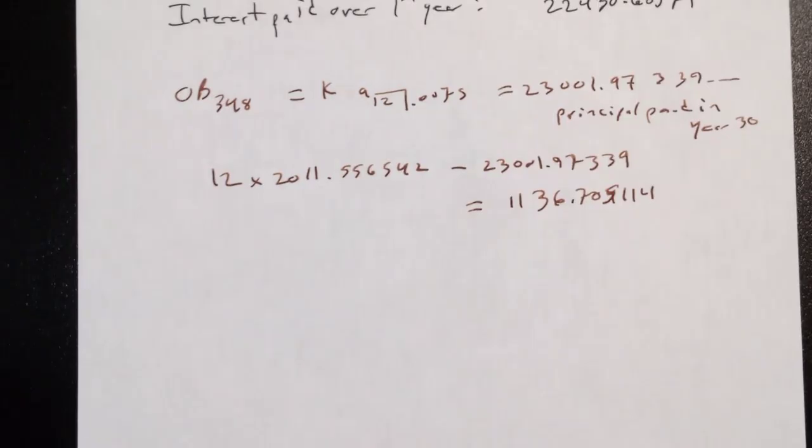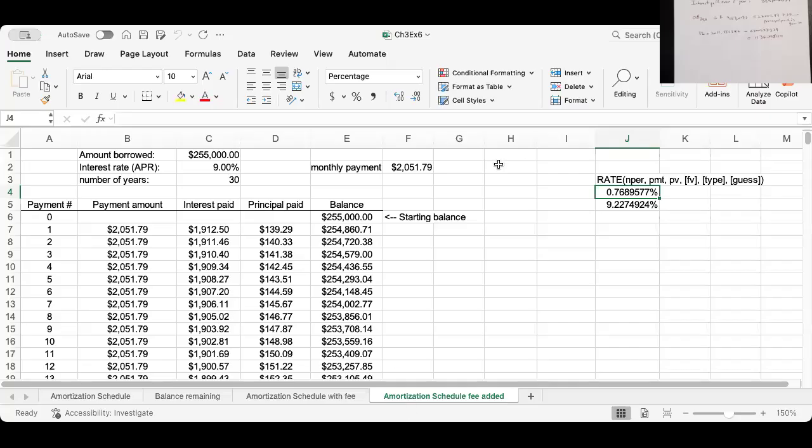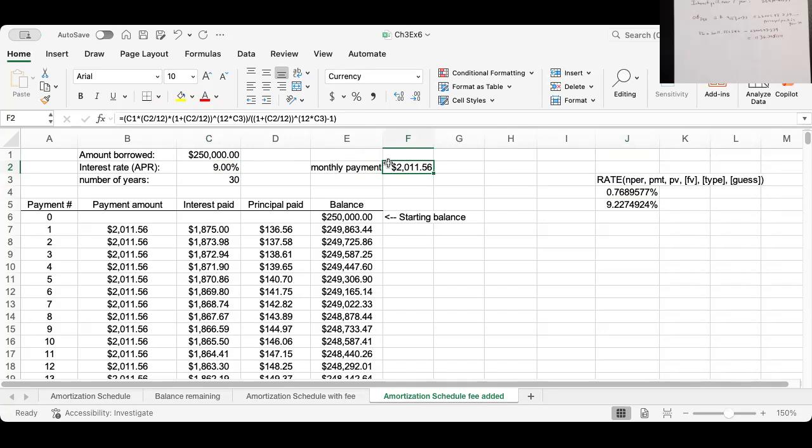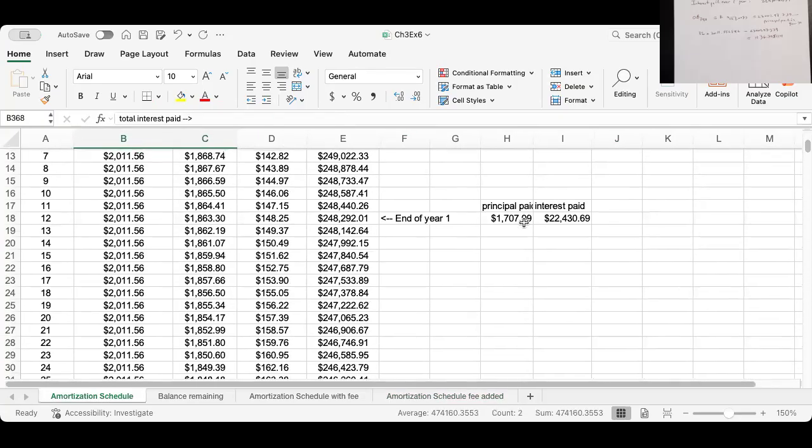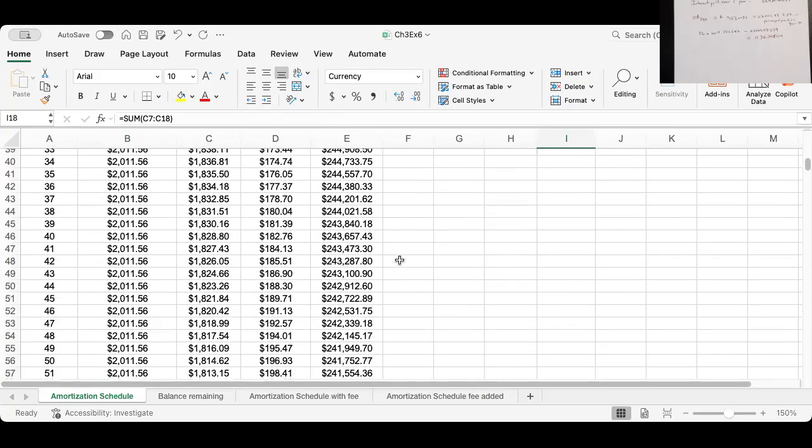All the rest of it went to principal. I do have the entire schedule for us. Here we go. Helps if I put in the right number. 250,000. Notice this display is rounded. $2,011.56. 30-year payment at 9%. Here's the entire schedule. The end of 1 year, how much principal I've paid, how much interest I've paid. Look at these two columns.